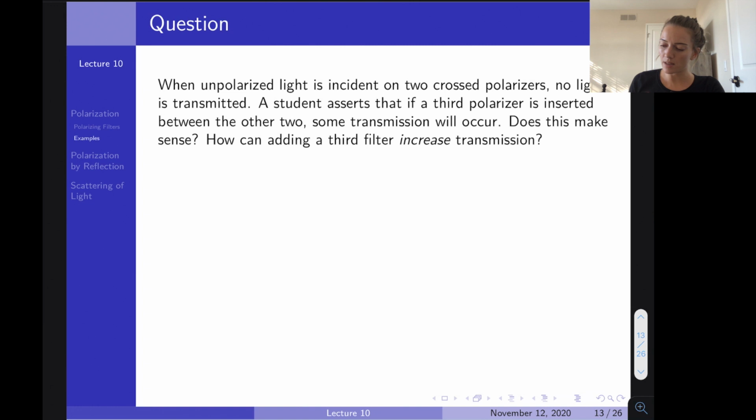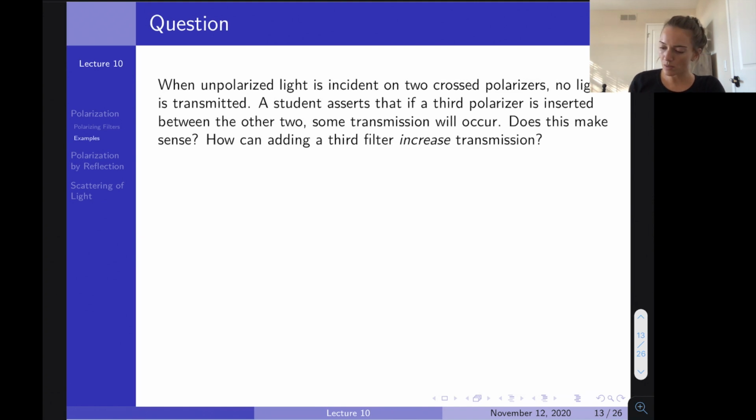Okay, so now let's do a conceptual question. Here we have unpolarized light, like we had just before. Unpolarized light is incident on two crossed polarizers. No light is transmitted. A student asserts that if a third polarizer is inserted between the other two, some transmission will occur. Does this make sense? How can adding a third filter increase the transmission? This is a good problem to think about for a couple seconds on your own.